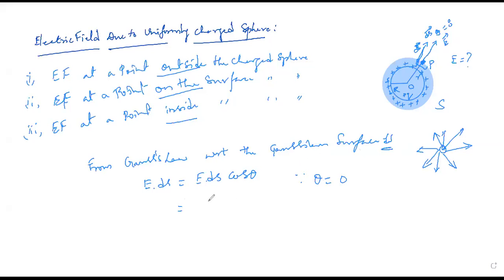So with this, what happens? E dot dS will be E dS, correct? Cos 0 is equal to 1. So the electric flux through this small area element, for the entire Gaussian surface, we have to write over the whole Gaussian surface. That means phi E is equal to closed integral E dot dS.